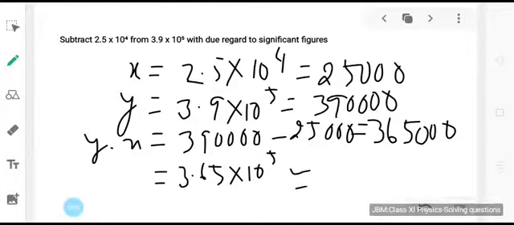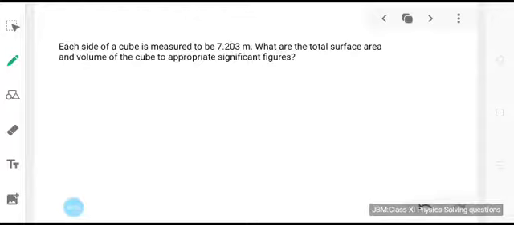Now coming to the last question. Now this question has been taken from your NCERT textbook. Each side of a cube is measured to be 7.203 meter. What are the total surface area and the volume of the cube to appropriate significant figures? Now the number of significant figures in the measured length is 4. See, it is 7.203 meter. There are 4 significant figures. So the calculated area and the volume should therefore be rounded off to 4 significant figures.